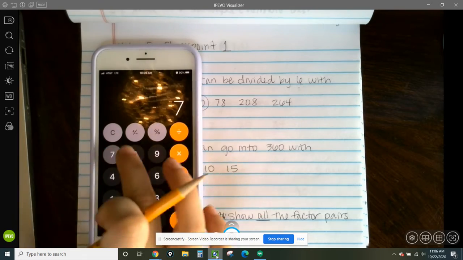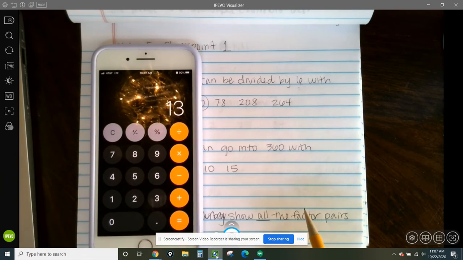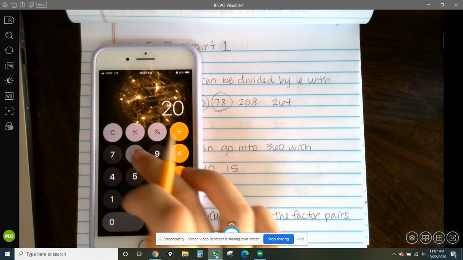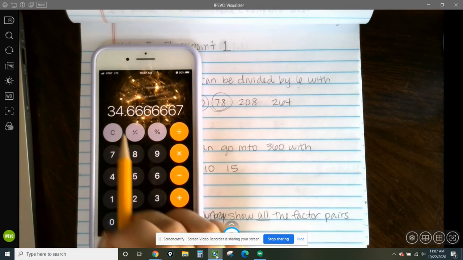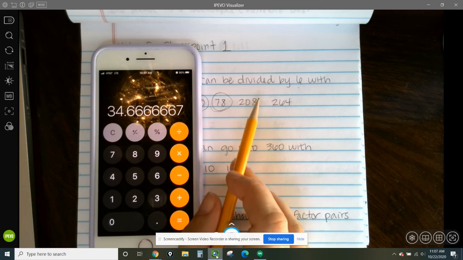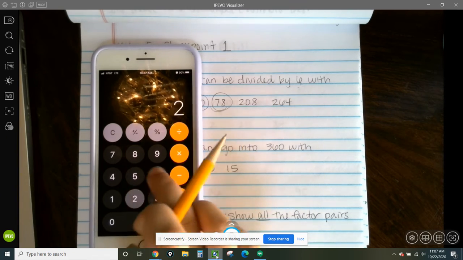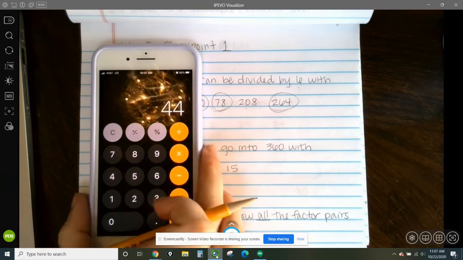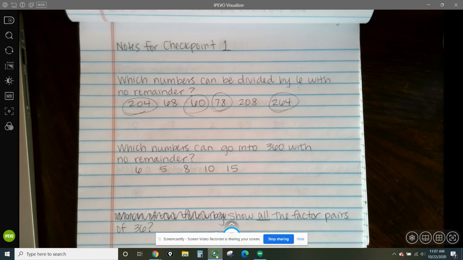78 divided by 6. Again, I'm just going through and dividing these. Yep, 78 worked. There was no remainder. It was just an even 13. 208 divided by 6. Ooh, this one had a remainder, so no to 208. 264 divided by 6 came out as an even 44. Okay, so that's one way you can check if those numbers are divisible by 6.